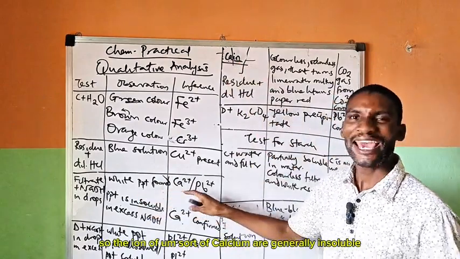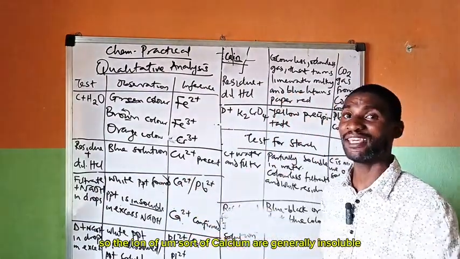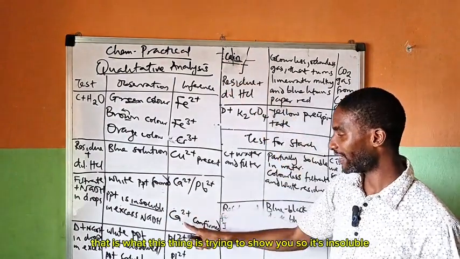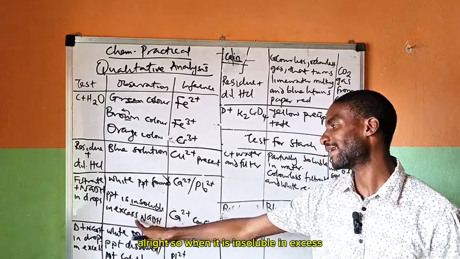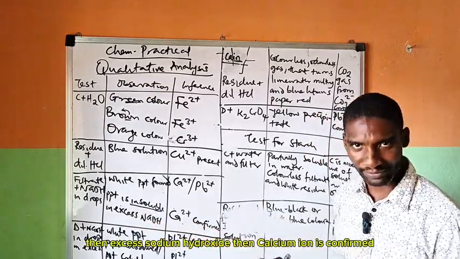So the ions of salts of calcium are generally insoluble. That is what this is trying to show you. So it's insoluble, all right? So when it is insoluble in excess sodium hydroxide, then calcium ion is confirmed.